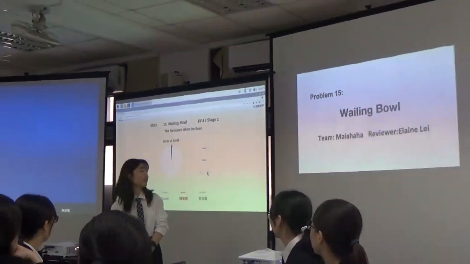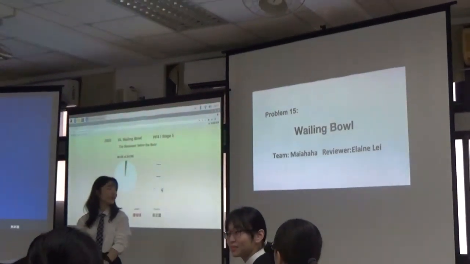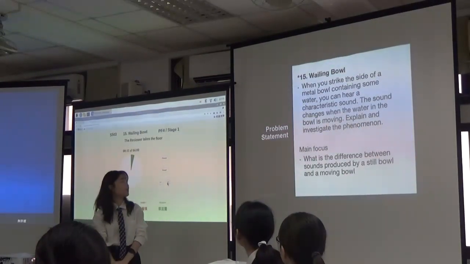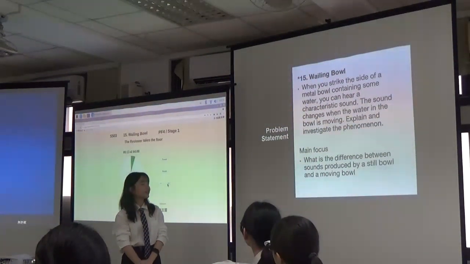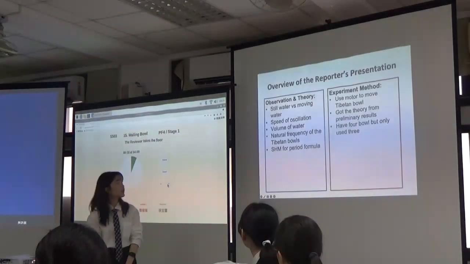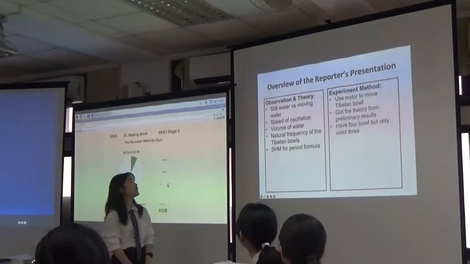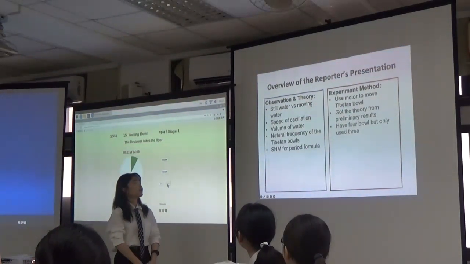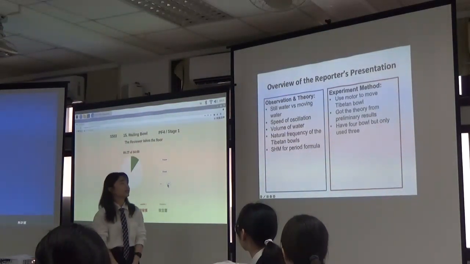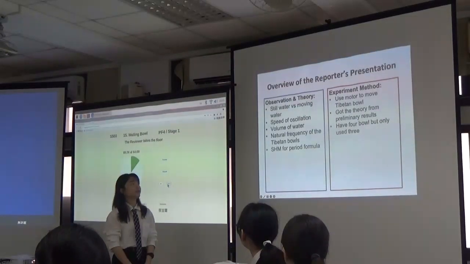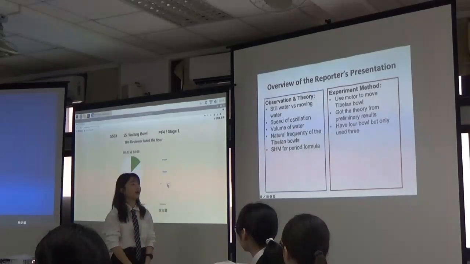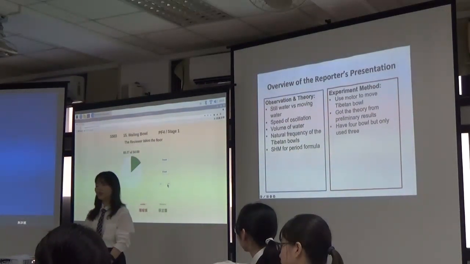Honorable judges and fellow competitors, and the reviewer from Yamaha and Langley's test. This is the problem statement, and their focus is on the difference between the still ball and the moving ball. This is an overview from the reporters. They compared the still water and the moving water and the speed of oscillation, and their experiment method is to use the motor to move the ball. They have 4 balls, but they ultimately use 3 balls.